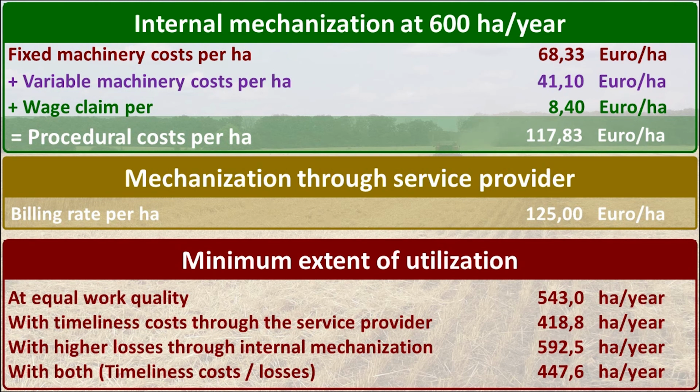Certainly, there are further examples to find which favor either internal or external mechanization. As shown in these two examples, the calculatory procedure remains the same. We have now reached the end of the calculation example of the combine harvester.